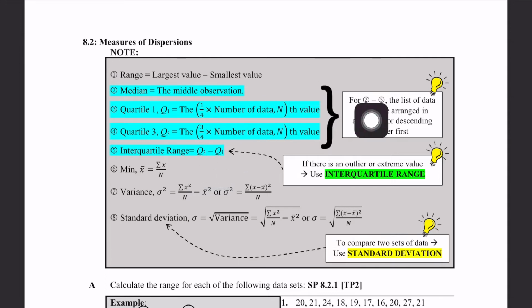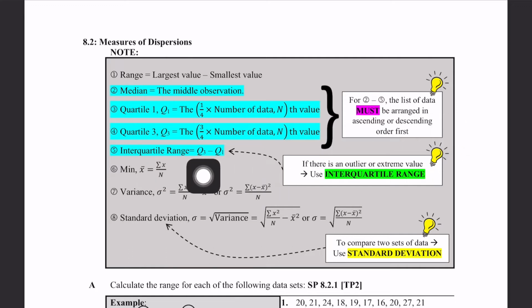Okay, so cuba tengok sini. Apa dia kata? For 2 until 5, the list of data must be arranged in ascending or descending order first. So sebelum awak kira 2, 3, 4, 5 ni, awak kena pastikan your data must be arranged in ascending, menaik, or descending, menurun. Okay, wajib. Tak boleh berserak data tu. Tak boleh, kena susun dulu.